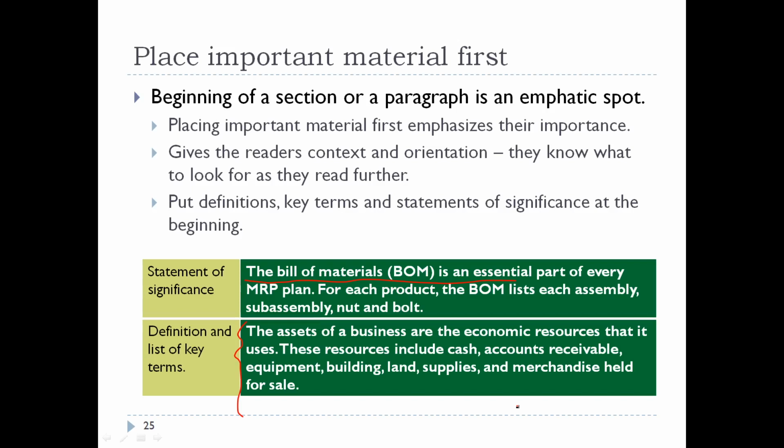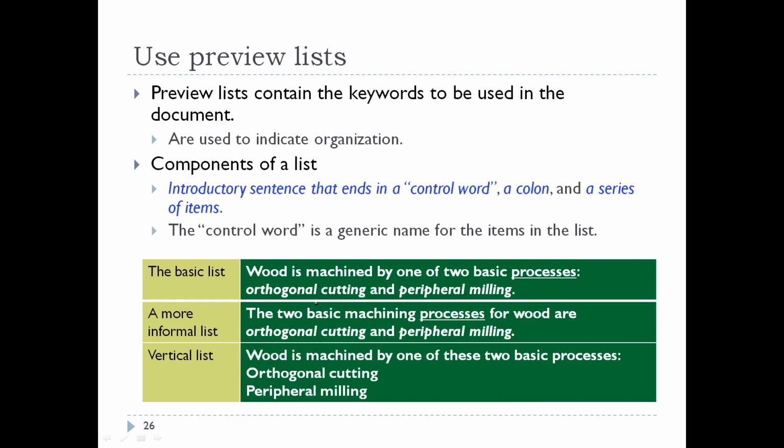Okay, so that is what preview lists basically do. They introduce keywords or terms, and then those keywords and terms are explained later in the document in more or less the same order. So that gives a kind of structure to your document. Why? Because you introduce the list or the terms in that list, and then you explain each term in later paragraphs or sentences.